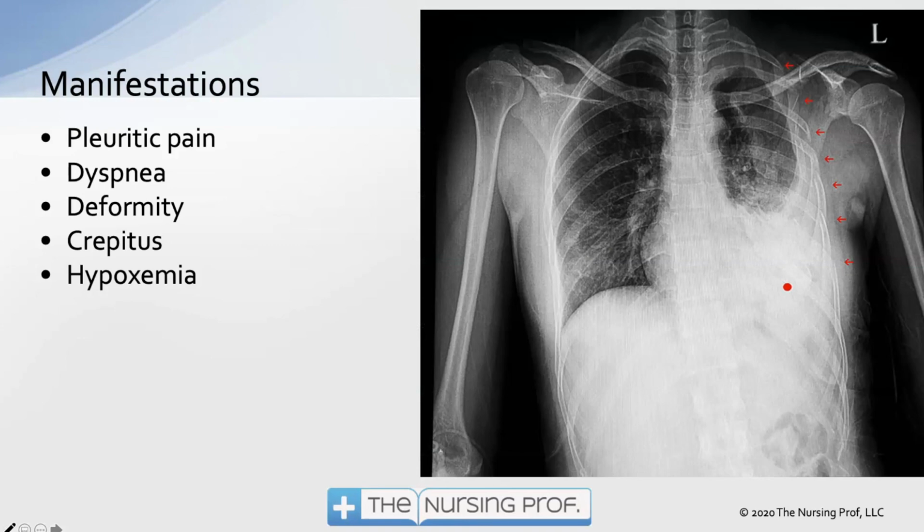So symptom-wise, we're going to see pleuritic chest pain, dyspnea, deformity, crepitus, hypoxemia. This is another picture here of a patient who has a flail segment. The broken ribs are designated by the little red arrows.